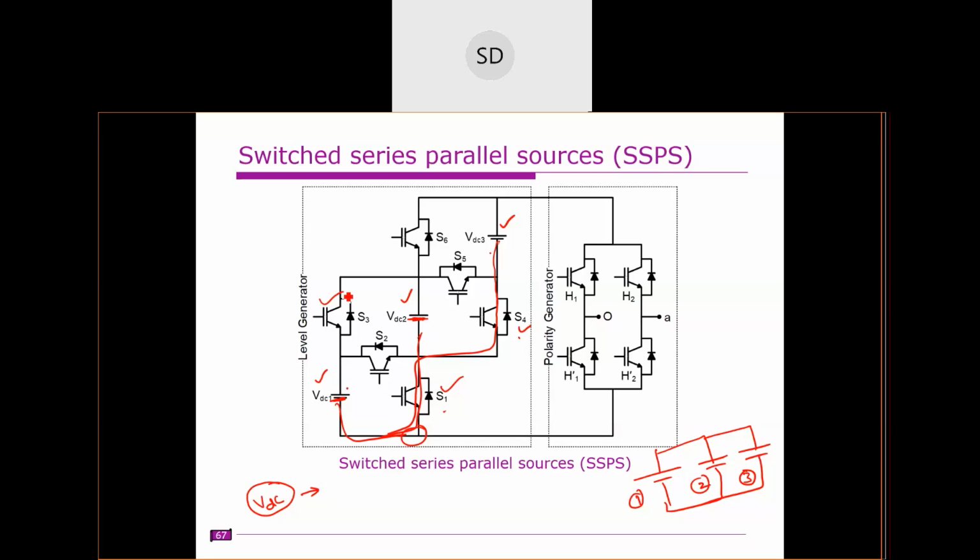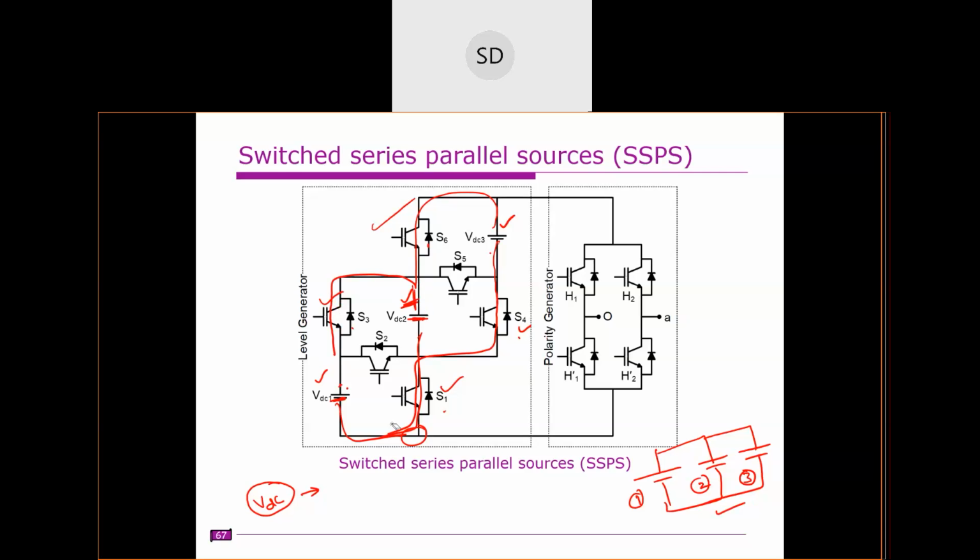Similarly, if you turn on S3 and S5, the positive plates are also connected. If you turn on S3, the positive plate is connected. If you turn on S6, this positive plate is connected here. Same thing here. So that means positive and negative plates are connected in parallel.